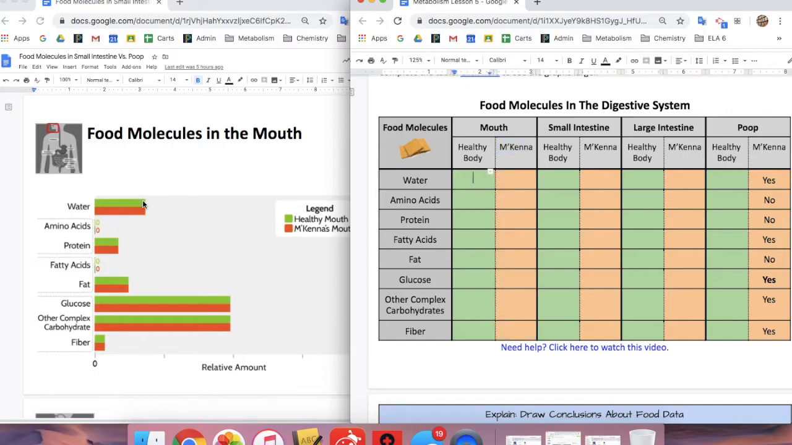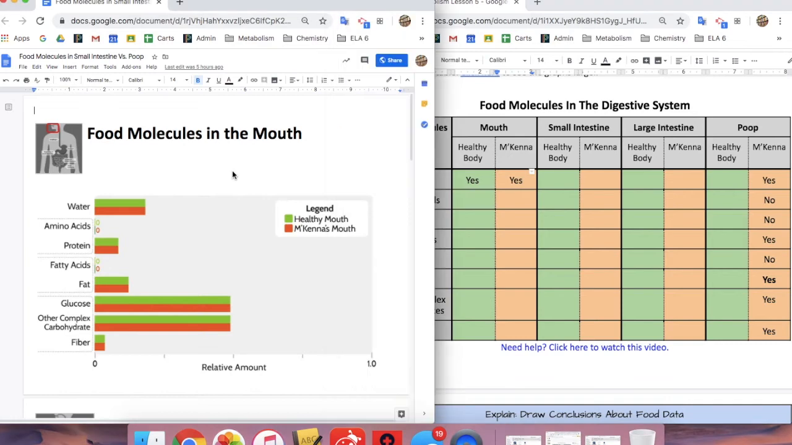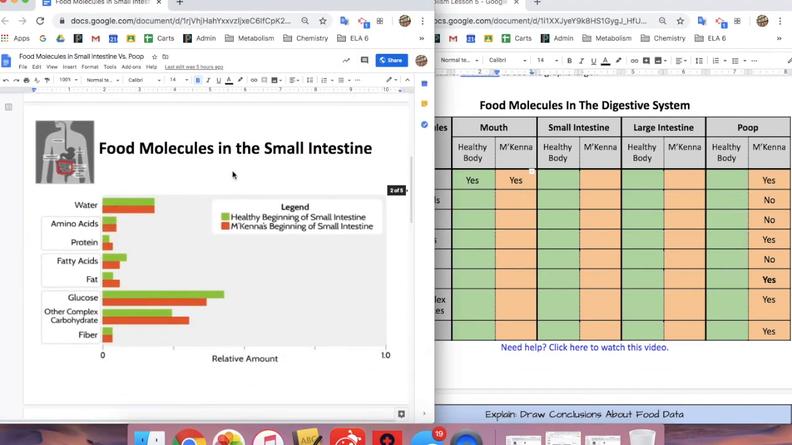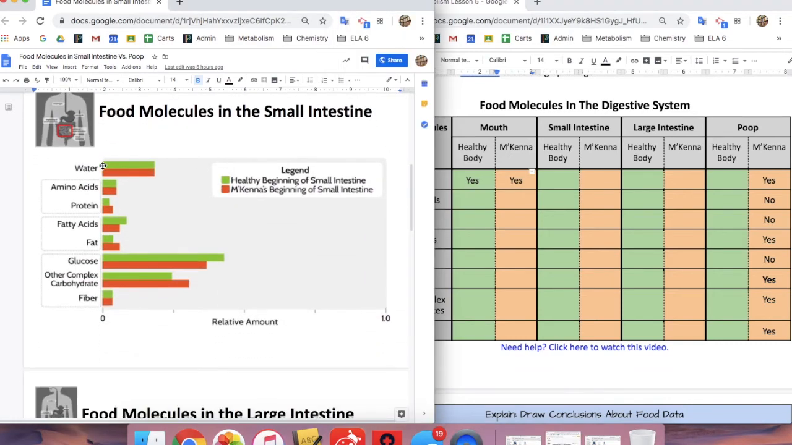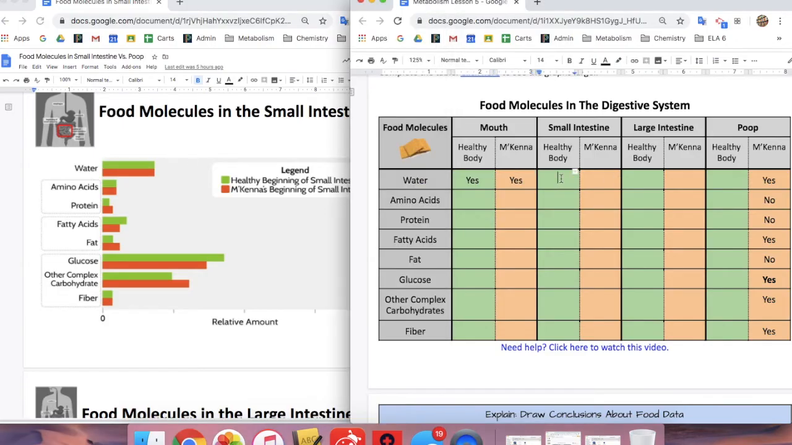In a healthy mouth, after you eat a graham cracker, there is water molecules. It looks like McKenna also has the same number of water molecules from a graham cracker. Next, we're going to move to her small intestine. I'm going to scroll down and look at her small intestine. Again, it looks like a healthy body does have water molecules after eating a graham cracker in the small intestine, and so does McKenna's, and it's the same.